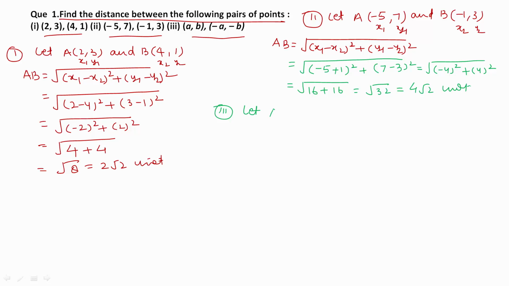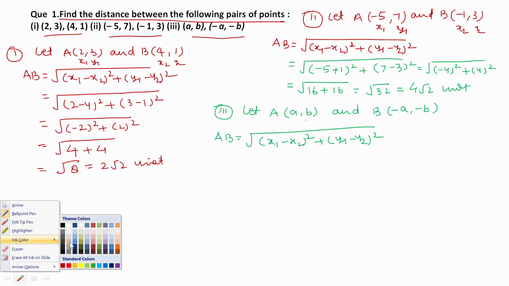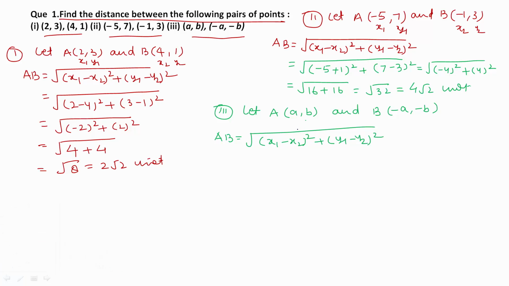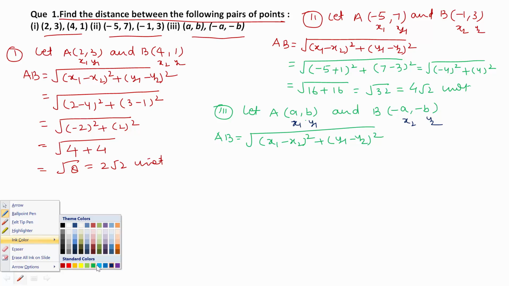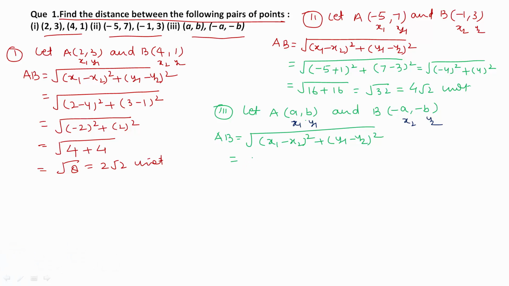Now see the number third. Let A (a, b) and B (-a, -b). So the distance AB is equal to under root (x1 - x2) whole square plus (y1 - y2) whole square. This is your point x1 y1, and this is your point x2 y2. So put all the values of x1 y1, x2 y2.